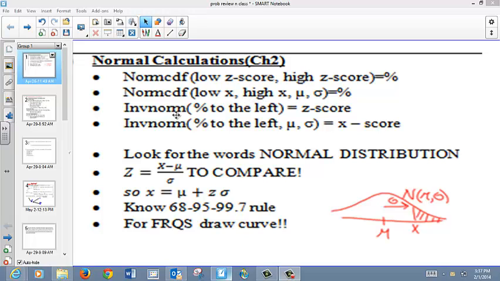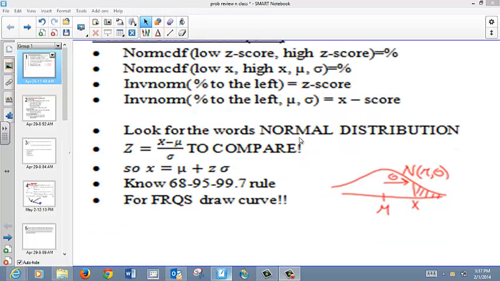Remember to use inverse norm if you want to find a z-score or an x score if you're given the percent. Like a percentile, make sure it is the percent below that score. So if you're looking for the top 10%, for instance, you do inverse norm of 0.9 to find the z-score, and 0.9 comma the mean and the standard deviation to get the x-score. So to recognize these problems, make sure you look for the words normal. You can't use it if it doesn't say normal distribution.